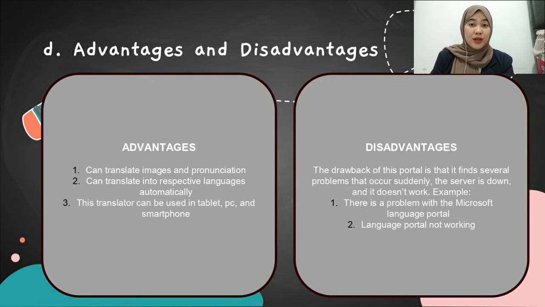Next, the drawbacks of the Microsoft Portal. The drawback of this portal is that it has several problems that occur suddenly. The server is down and it does not work. For example, when there is a problem with the Microsoft Language Portal. There's something wrong with the Microsoft Language Portal. No terminology can be seen and the downloads are forwarded to some kind of license page. They cannot use the free terms anymore. They can open the site but cannot enter any search terms. And the last, language portal not working.